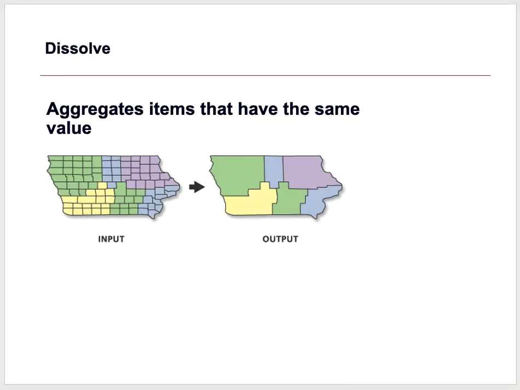So our next geoprocessing tool is called Dissolve, and for your lab assignment, for our lab course, you will be using the Dissolve tool for ArcGIS Online. So the dissolve tool aggregates items that have the same value. So you could see here the color-coded purple polygons. They're aggregated together and combined as a single polygon instead of many polygons.